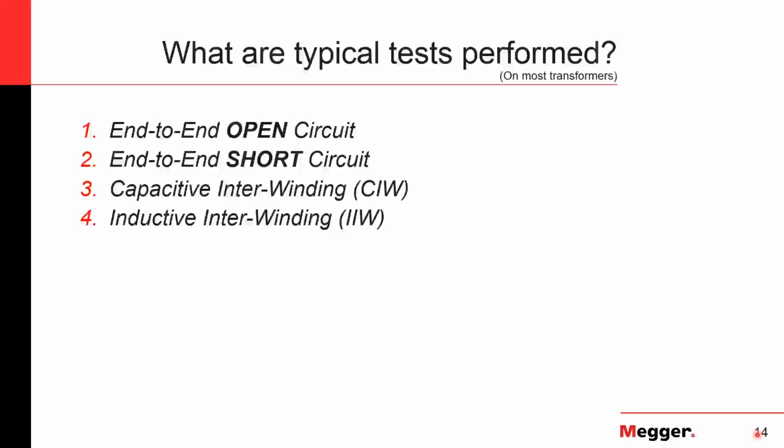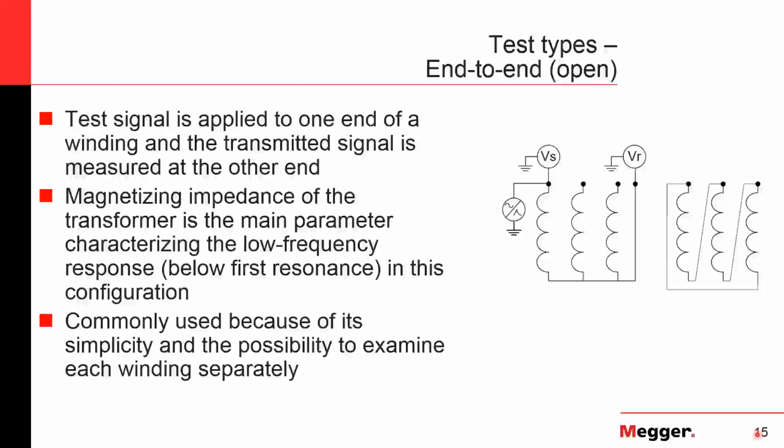So what types of tests are we performing here? As I mentioned, the SFRA device really only does one thing. It's not a very smart device. It just puts out a voltage at varying frequency and measures the response. It's up to you to connect this at different parts of the transformer and do these different tests. So we have 4 main types of tests here.